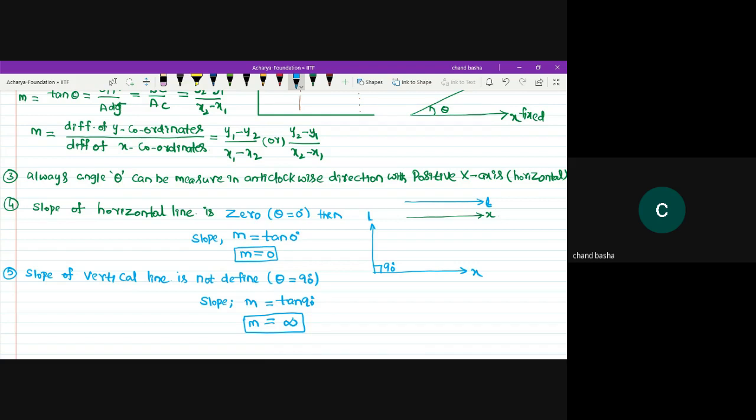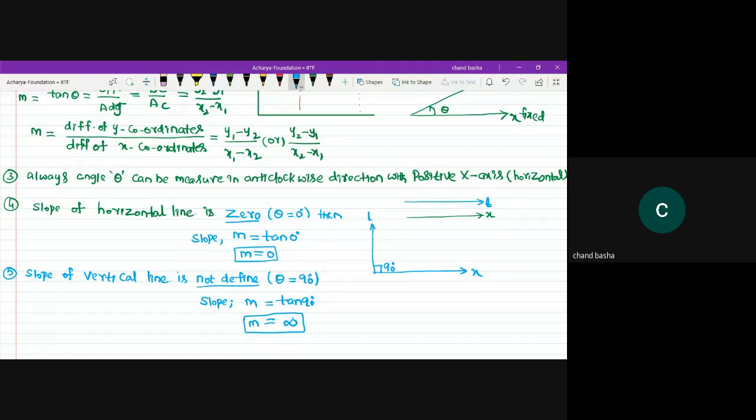The slope of a horizontal line is what? It is 0. The slope of a vertical line is what? It is not defined. These are the two important points to be remembered. Clear? I think we don't have any doubts in the distance concept. Similarly, slope takes an important role, guys. This point takes an important role.